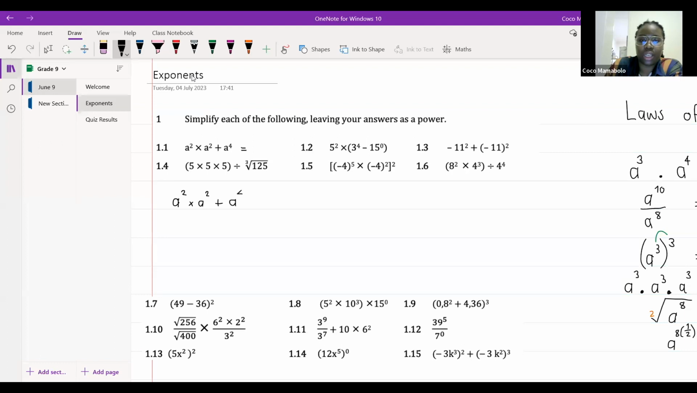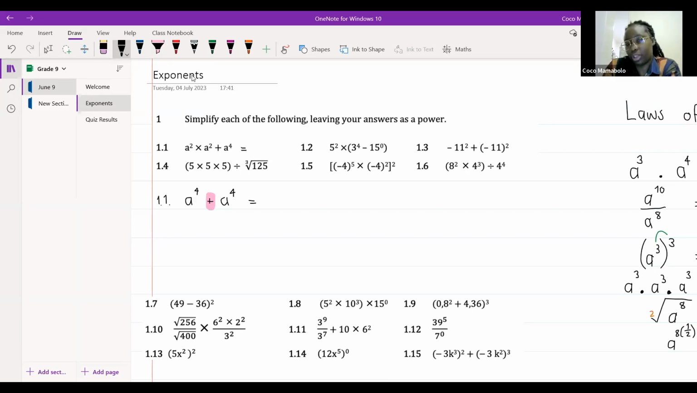Good, but you're not done. Okay, you're right. This is going to be a to the power of 4. Let me just rewrite it again. 1.1. A to the power of 4 plus a to the power of 4. But we're not quite done because there's still a multiply, not a multiply, sorry, an addition, there in the middle. So what is our final answer? What are we going to have in the end? A to the power of 4.